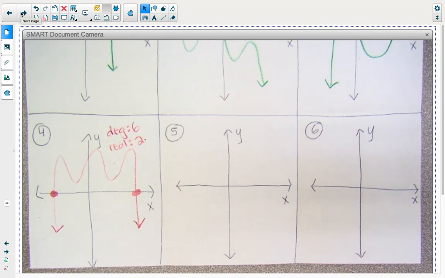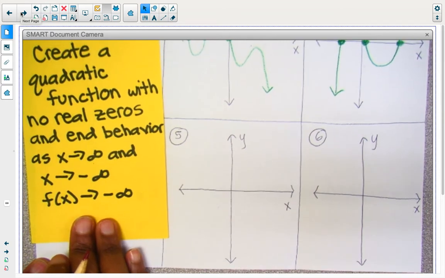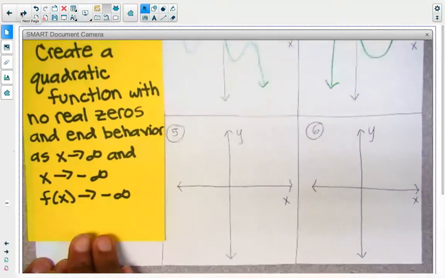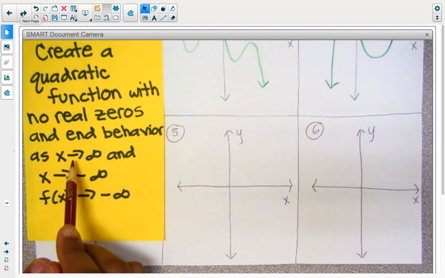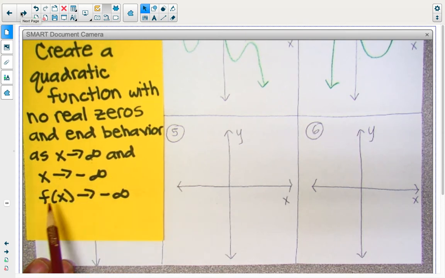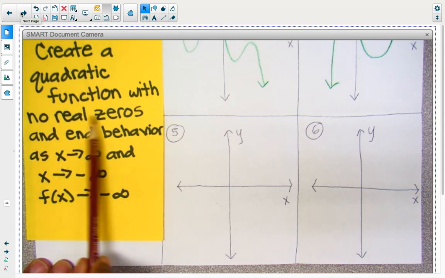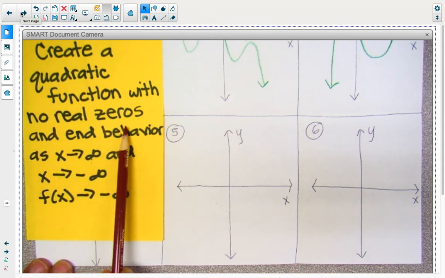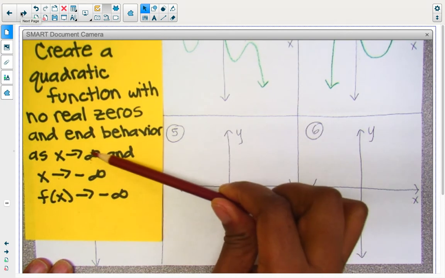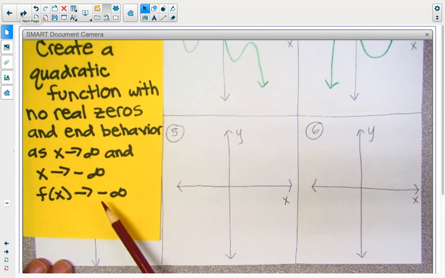Next, create a quadratic function with no real zeros and end behavior as x approaches infinity and x approaches negative infinity, my function approaches negative infinity. So let's go through that because there's a lot to unpack in there. It's got to be quadratic. It cannot cross the x-axis, and the end behavior on both sides, on the right and the left side, should be negative infinity.